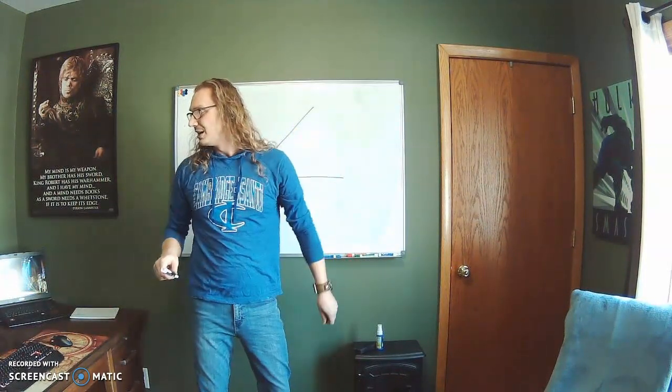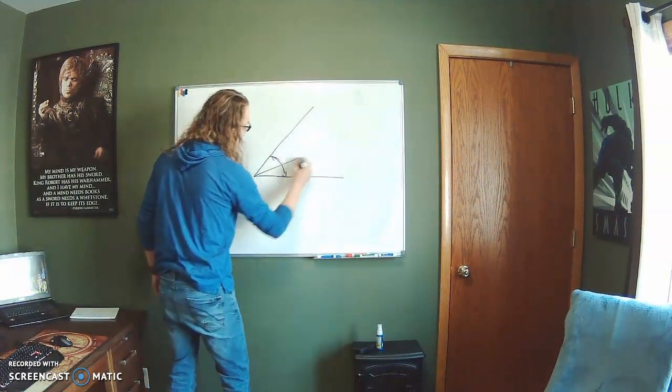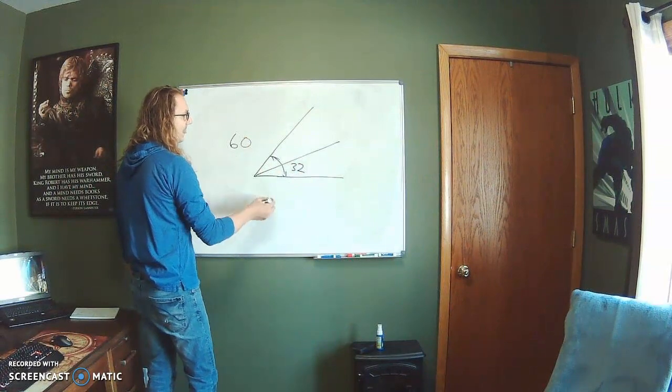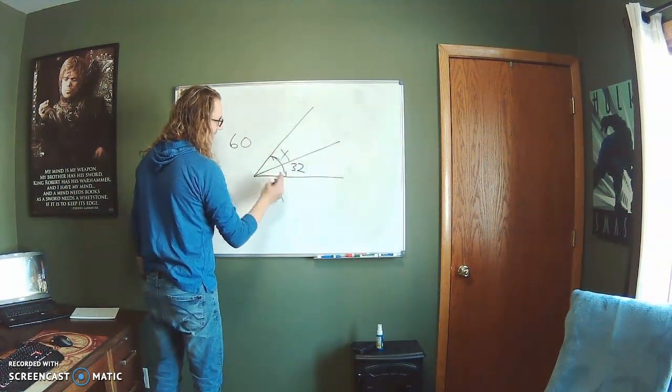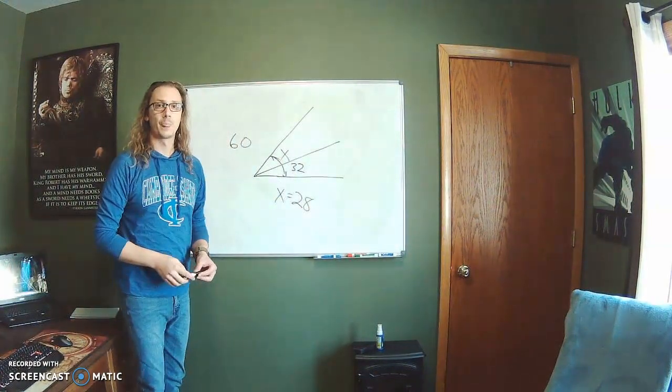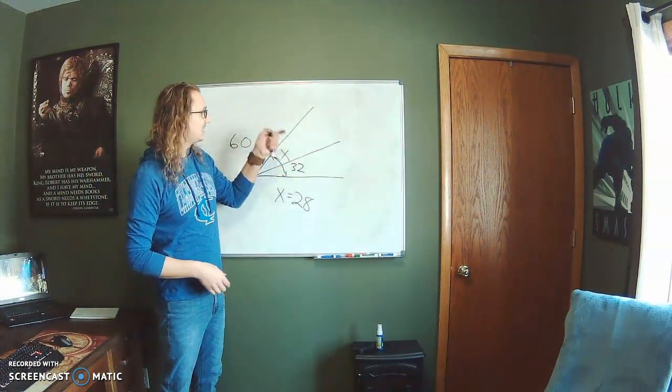We measure angles in degrees. Right? If this angle is 32 and I tell you the whole piece is 60, then I can solve for x. 60 minus 32 is 28. Okay? So, the sum of the pieces equal the whole.